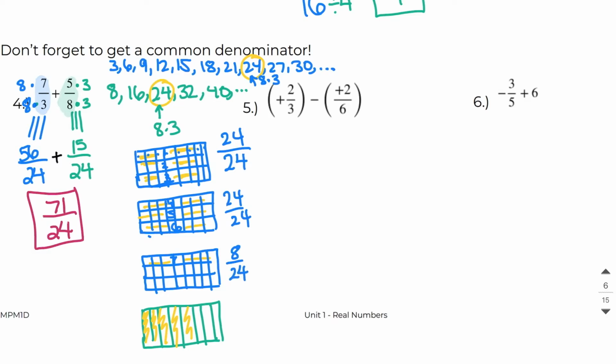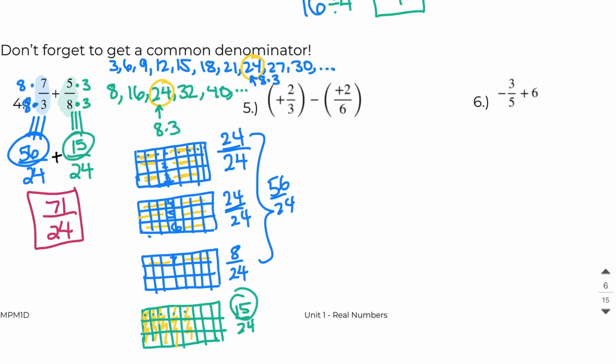Okay, and then if I were to take this bar right here and break this one up horizontally into those 3 horizontal pieces, 1, 2, 3, and look and see, I've got 5 in each row, 3 rows, so this is 15 out of 24. So if you notice here, this will give me that 56 out of 24. When I add 24 plus 24 plus 8, I get this 56 that we got right here. And then here we've got that 15 out of 24 that we got right here.